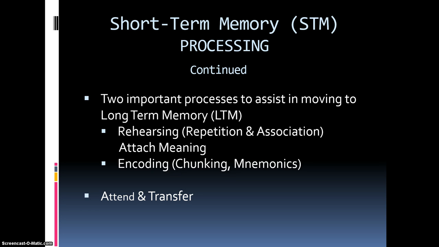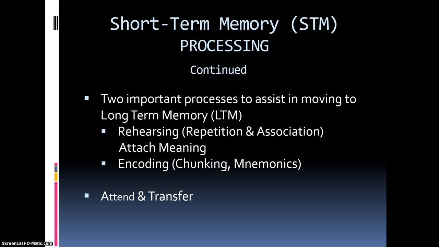Okay, there's two important processes to assist in moving information from short-term memory to long-term memory. There's rehearsing. This is repetition and association. For example, with repetition, memorization would fall in that category. And memorization is not efficient or effective. You'll probably forget the information.